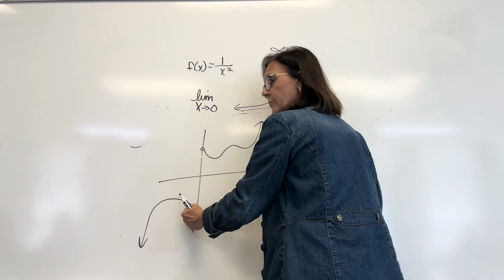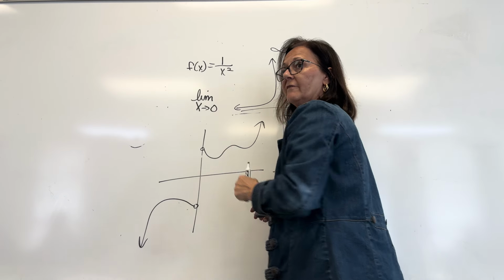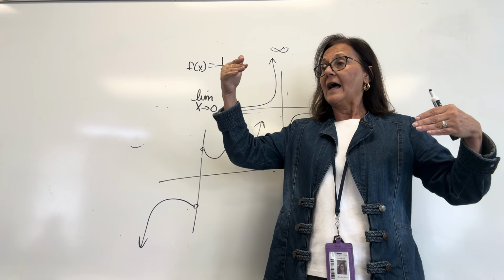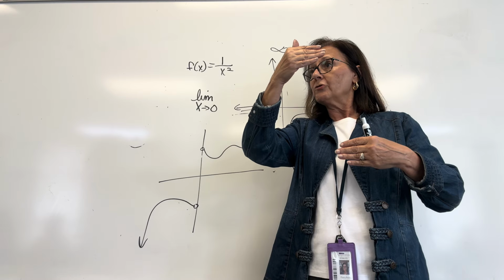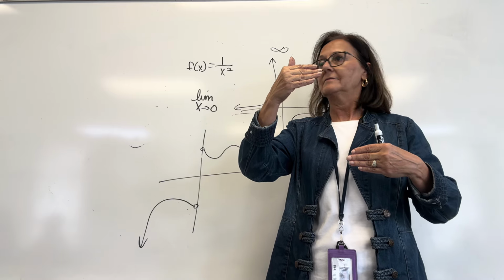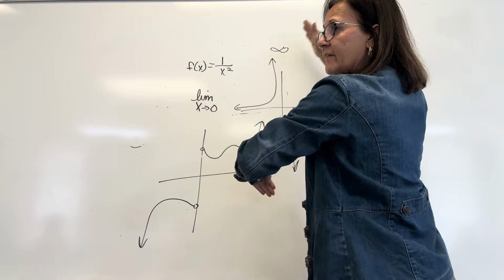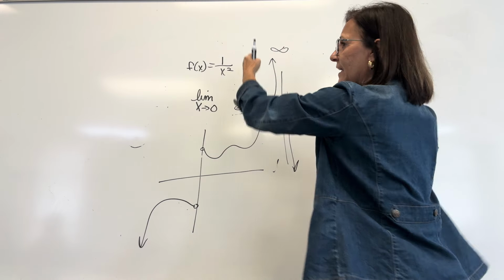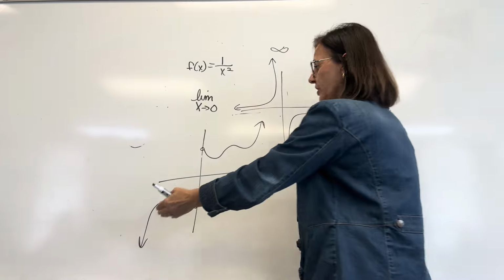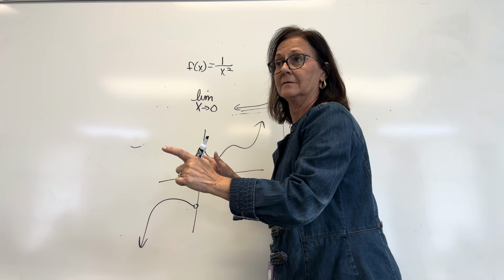From the left, it's approaching a negative number. From the right, it's approaching a positive number. When from the left and the right, as x approaches that value, y is approaching different values, there's no limit. A limit does not exist. Positive infinity, negative infinity, any infinities involved, no limit. Approaching different values from the left and the right, a limit does not exist.